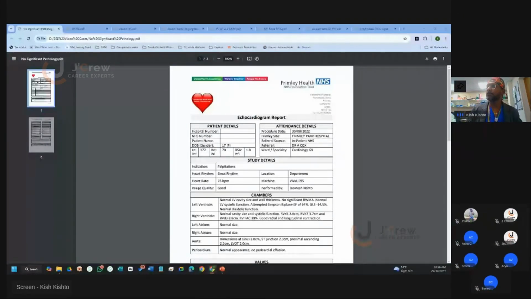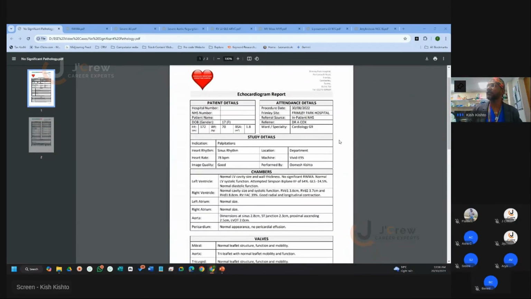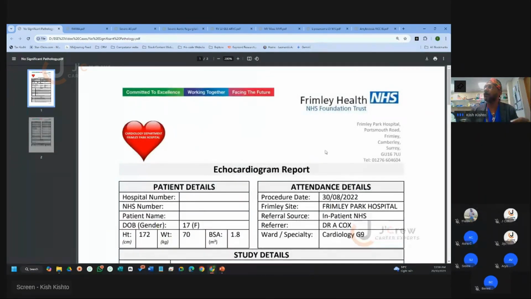So we've looked at a normal study, so I'm going to go through a normal study first. Can you all see the screen now? Yes, sir. Okay, so I'm getting good at this computing stuff.